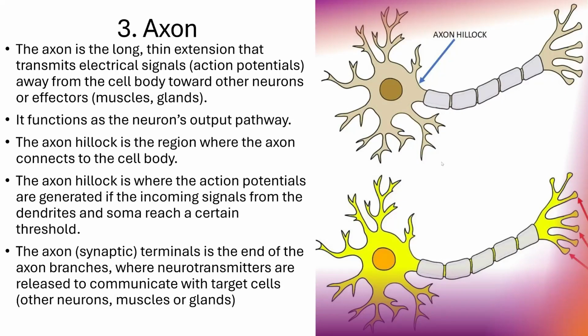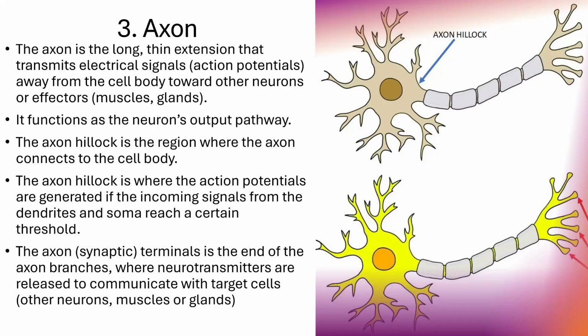Now let's go to the axon. The axon is the long, thin extension, that one, that transmits electrical signals. We will see that we call them action potentials, away from the cell body towards other neurons or effectors, muscles, glands.